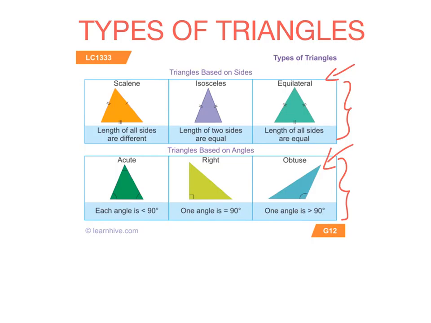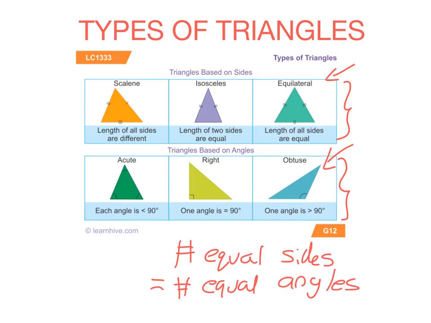So in a triangle, the number of equal sides is always equal to the number of equal angles. Okay, so a scalene triangle has all its sides different, and it also has all its angles different. So isosceles triangles, they have two sides equal, and the converse is true as well. If a triangle has two sides equal, then it's isosceles. But having two sides equal also means that it'll have two angles equal. And if it has two angles equal, it'll have two sides equal. And equilateral just means all sides and angles are equal. So each triangle will be one of those.